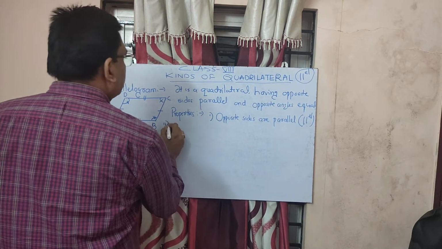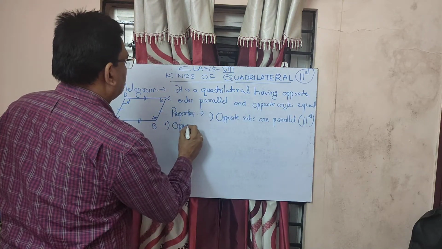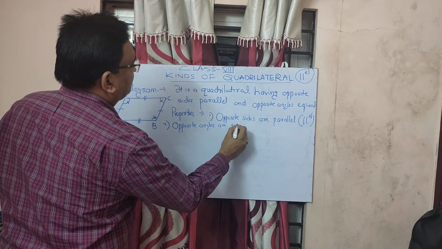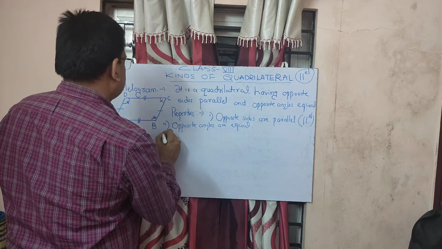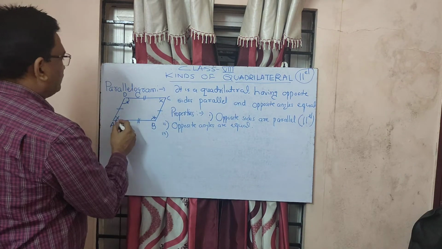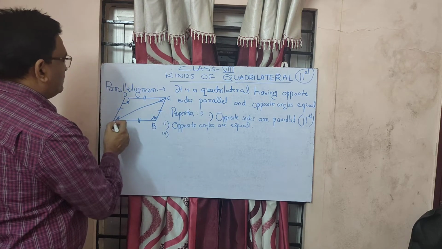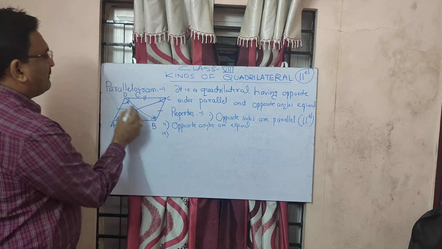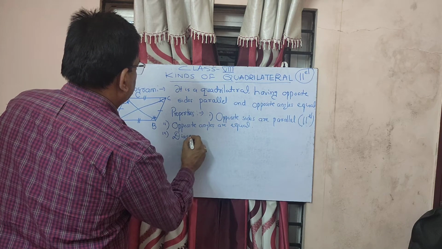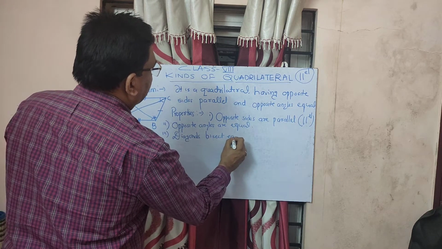What is the second property? Opposite angles are equal. So what is the third property now? Opposite sides equal, opposite angles equal. Now the third property, diagonals bisect each other. Bisect each other.